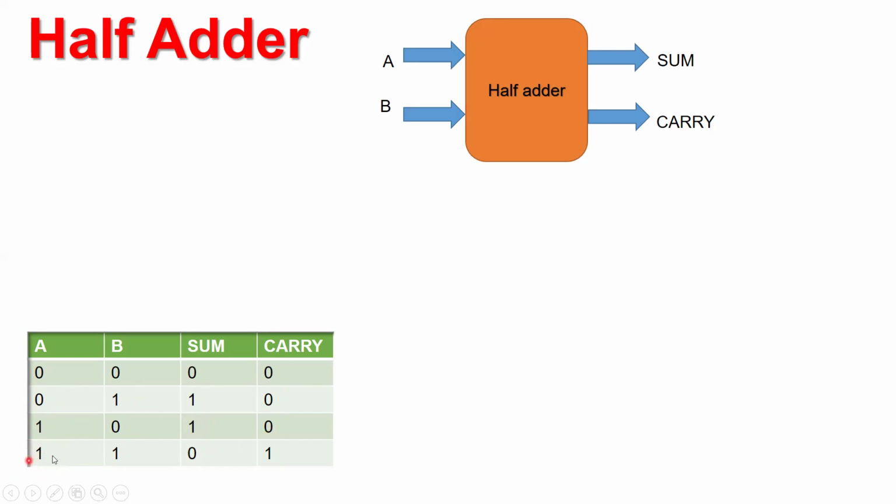When A and B are both 1, then the binary addition makes sum equal to 0. However, there is this carry generated. So if this carry generated is not being taken care of, or it is not being fed into a subsequent adding circuit, then it is called a half addition.